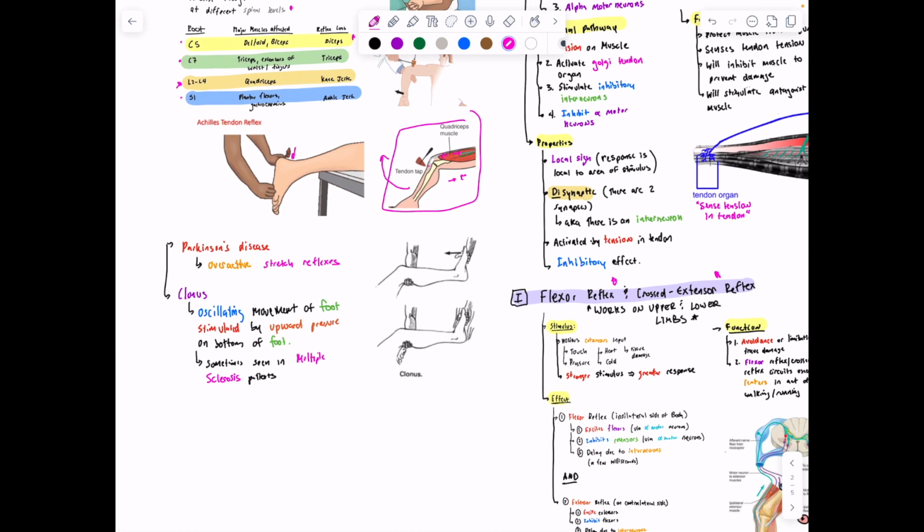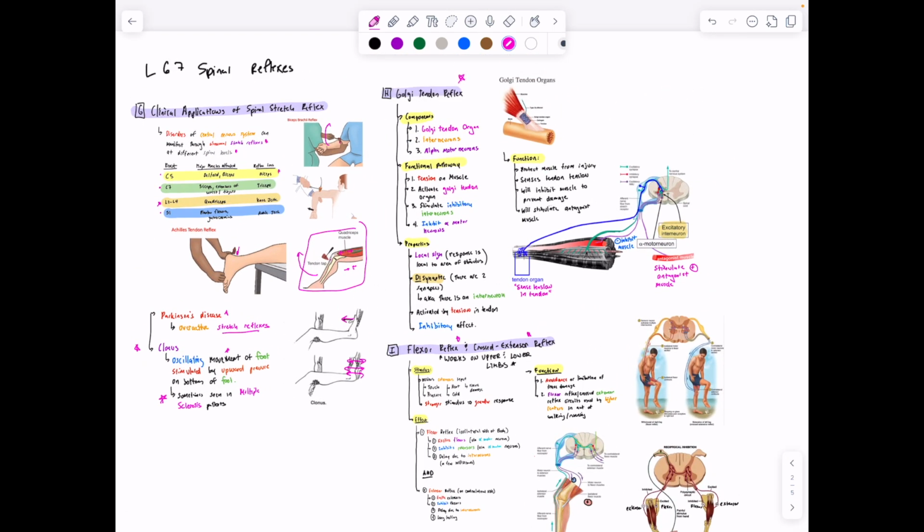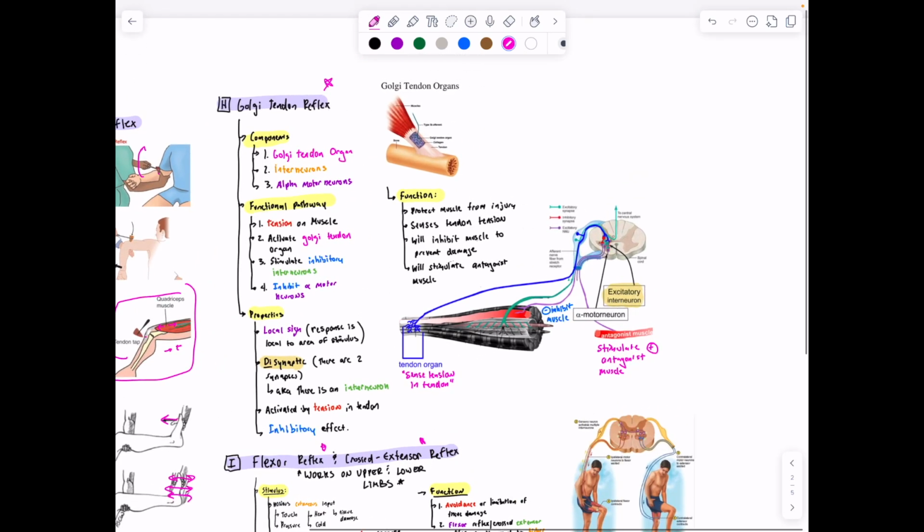All right, we were told that Parkinson's disease typically will manifest with an overactive stretch receptor. And then we were also told about clonus, which is an oscillating foot movement stimulated by an upward pressure on the bottom of the foot. So you push here, and then afterwards the foot is going to oscillate back and forth. And so this is sometimes seen in multiple sclerosis patients with clonus, oscillating foot. All right, so that was the first reflex, and that took a while, but that was a stretch reflex.